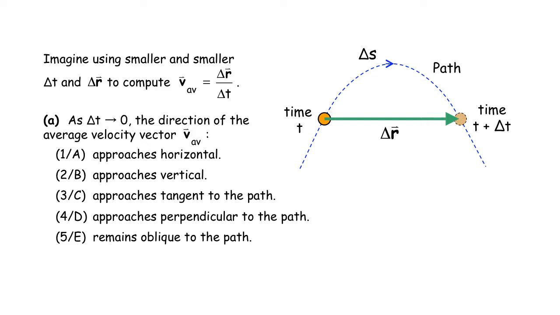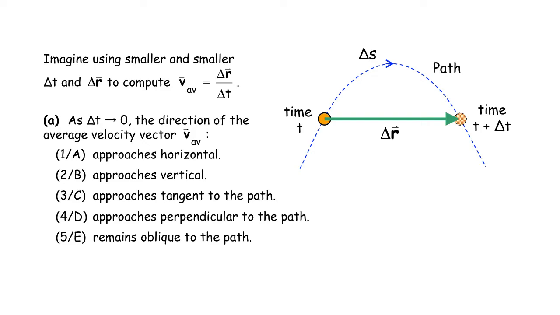Okay. Here's what I got. So 53% of you said C: it approaches the tangent to the path. A lot of the other answers got very small. The only other big one was about 30% of you who said that it's B. It approaches vertical. So this is a tough one because it does, what happens?